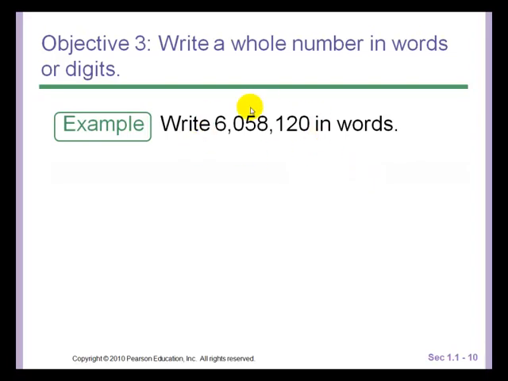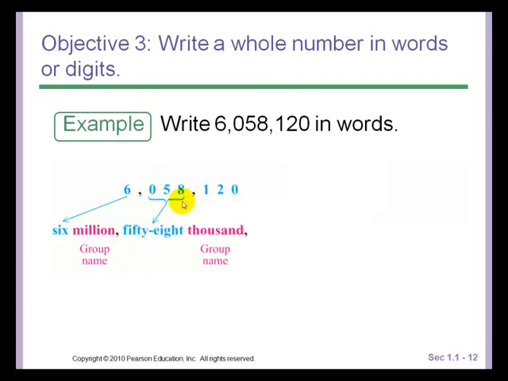Now we're going to take a whole number and write it in words or in digits. So this is the whole number already in digits. We're going to take it to words. So we have 6 million. So remember the group name is what set of 3 you're in. So this would be our ones, thousands, millions. You always start on the left, so this is 6 million. Notice the commas line up. Then we go to the next group, which is the thousands, and it happens to be 58,000. So we have 6 million, that's this, 58,000, and again notice the comma. And then the last 120. Notice we don't use the group name for the ones. So we don't say 120 ones, we just say 120.